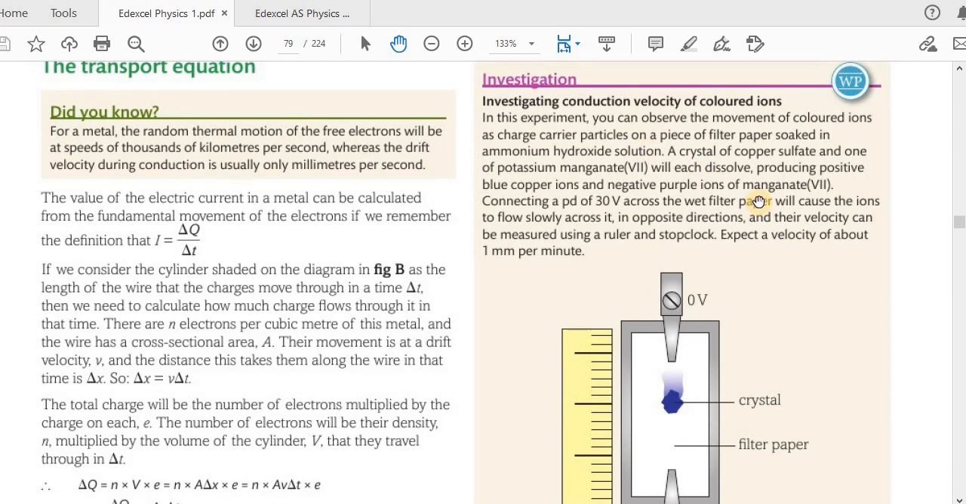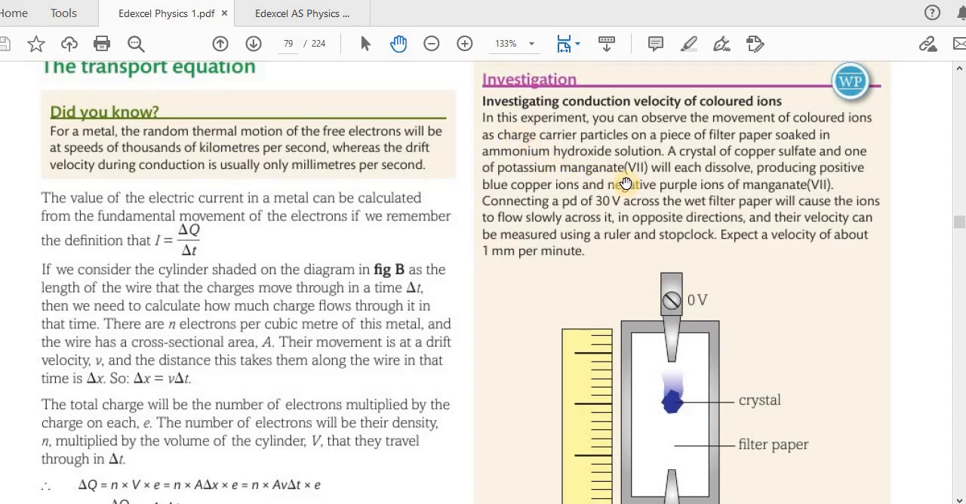So basically it's very simple. What is happening here is, you have this filter paper soaked in ammonium hydroxide solution. Okay, so that is the first thing. Now, a crystal of copper sulfate and one of potassium manganate 7, both of them are placed here. You can think it's placed in the middle here. And why is this soaked? Because that will dissolve these ions.